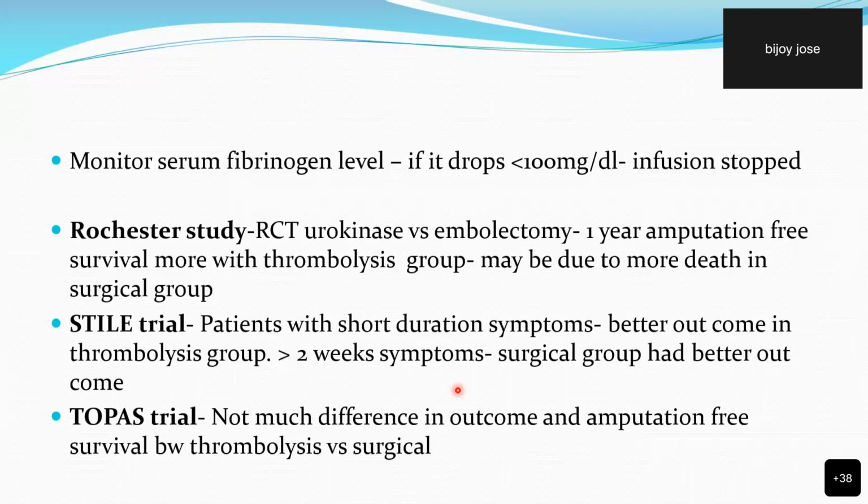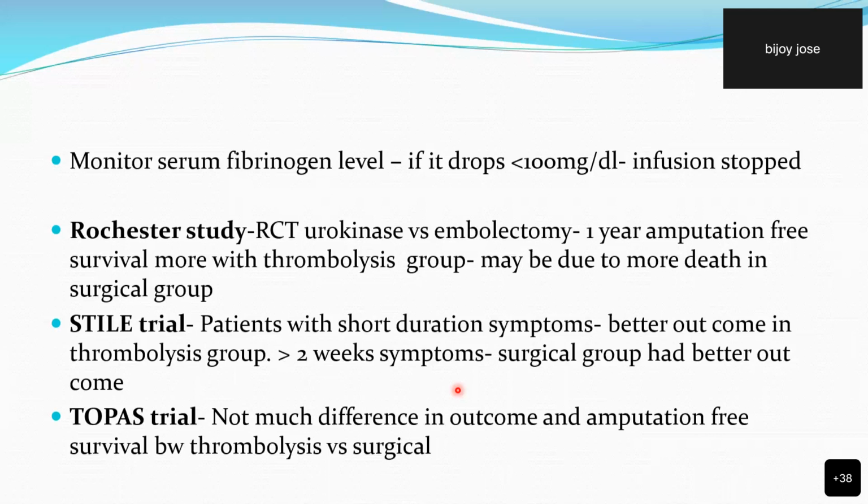So the 1 year amputation free survival was noted more in the thrombolysis group, maybe because of the high death rate in the surgical group. In the STILE trial, patients with a short duration of symptoms, less than 2 weeks, had a better outcome in the thrombolysis group. When the patient presents with more than 2 weeks of symptoms, the surgical group had a better outcome.